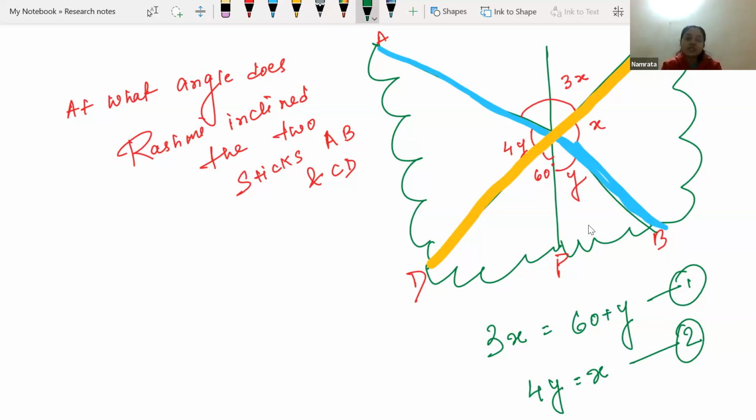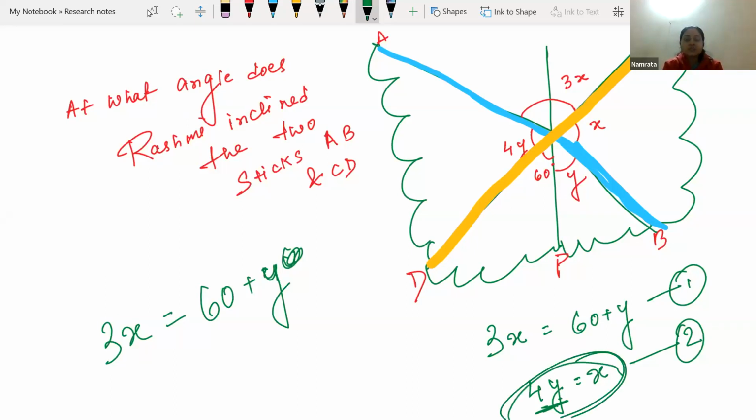Now from equation 2, can I say x is equal to 4y, which I am going to substitute in equation 1. So equation 1 is 3x is equal to 60 plus y, and equation 2, x is equal to 4y. So in place of x I am going to write 4y.